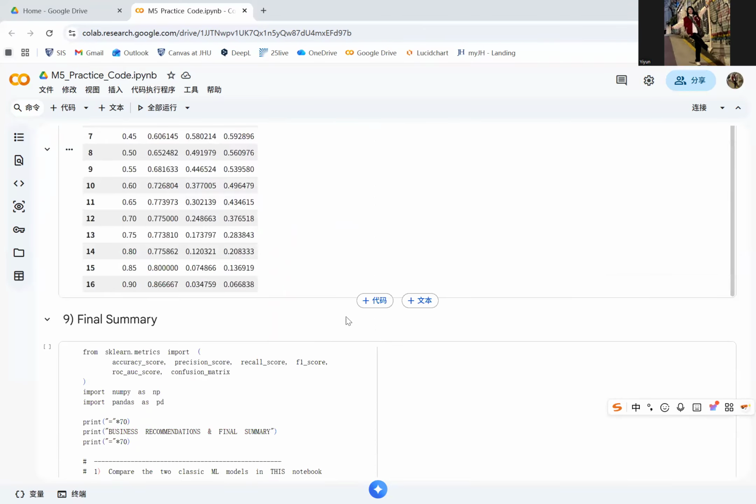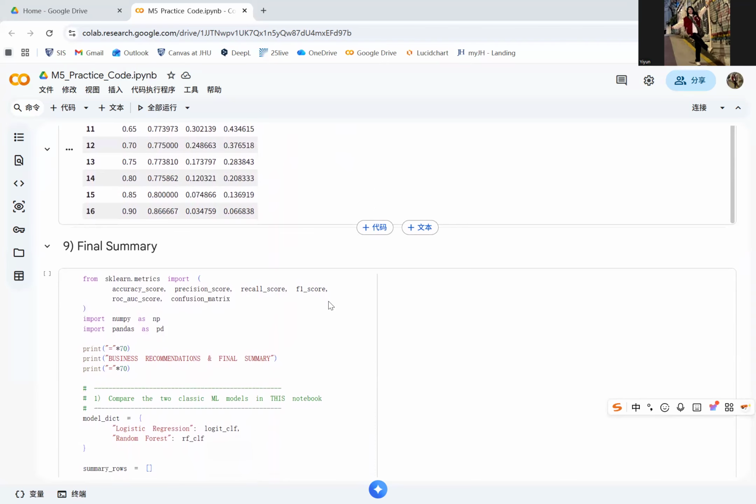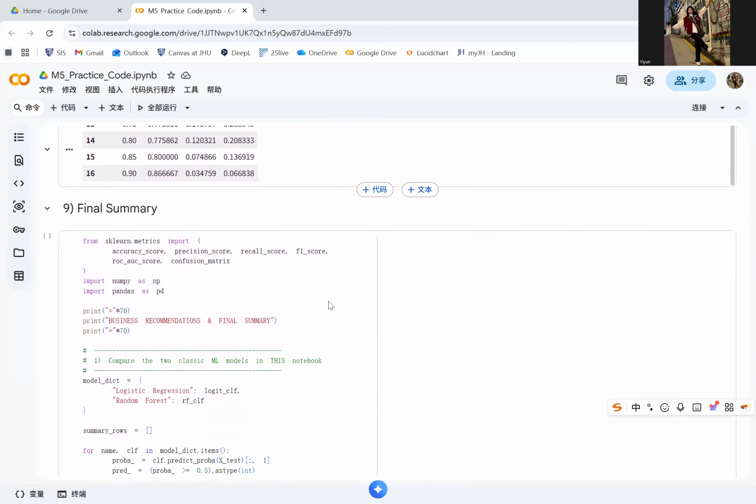And finally, based on all the model results and explanation analysis above, I provide business recommendations. The model identifies several factors associated with higher churn risk, including short tenure, month-to-month contracts, and higher monthly charges.